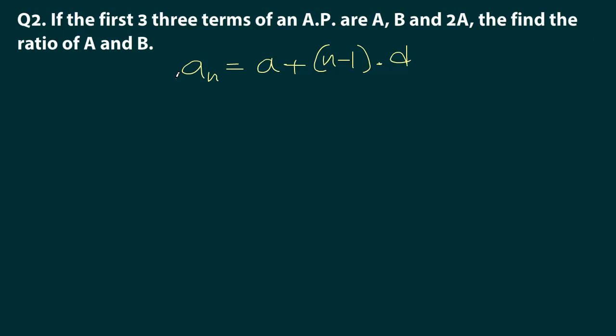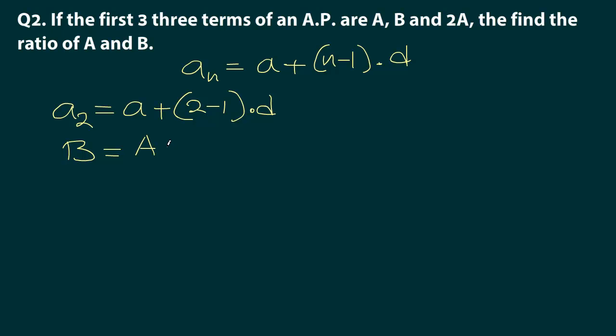So in this case, we could have actually said that the second term, a2, is going to be the first term plus n is 2, because the second term, minus 1 times d, right? And what is the second term? Second term is b, and the first term is a. And this will be 2 minus 1 is 1, so simply d. So from here we can say that the common difference is going to be b minus a, right?